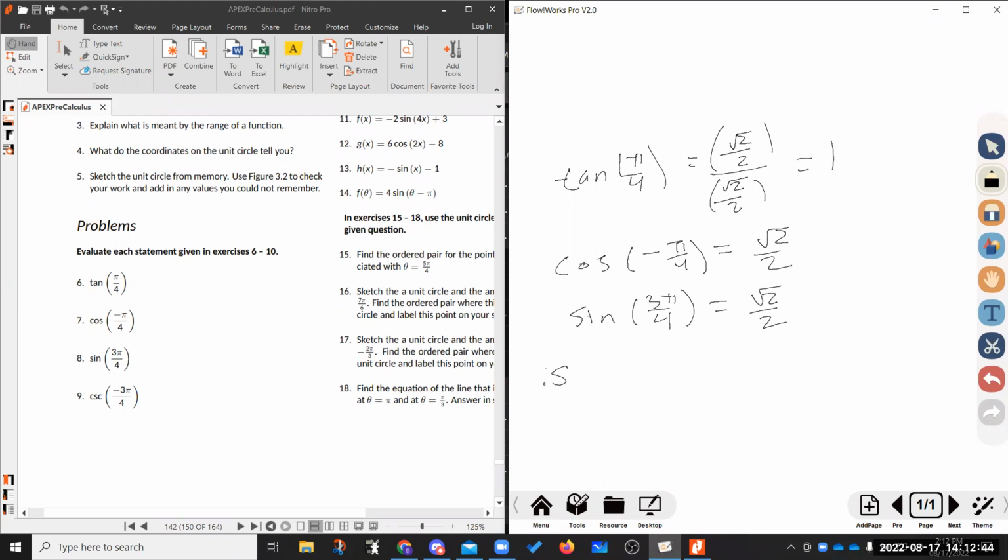The cosecant of negative 3 pi over 4 is going to be 1 over the sine of negative 3 pi over 4. Negative 3 pi over 4 is the same as 5 pi over 4. I am in quadrant 3, and my sine is negative there. So this is 1 over negative root 2 over 2, but root 2 over 2 is the same thing as 1 over root 2. So the reciprocal of this is going to be a negative root 2.